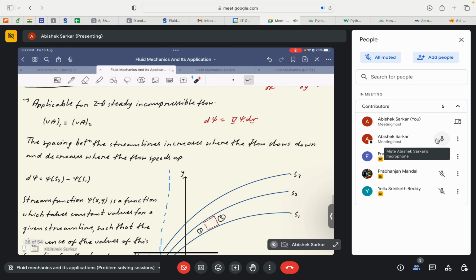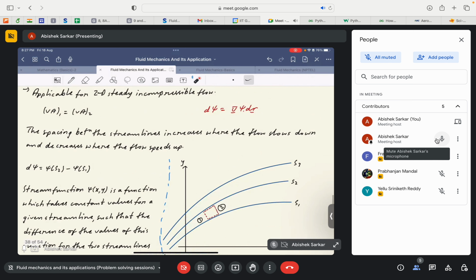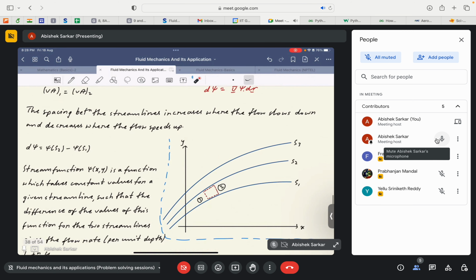So if the flow is steady and incompressible, this is the form of governing equation that we will deal with, right? This is the mass conservation equation. We equate the volume flow rate at the inlet and the outlet. So this is it.